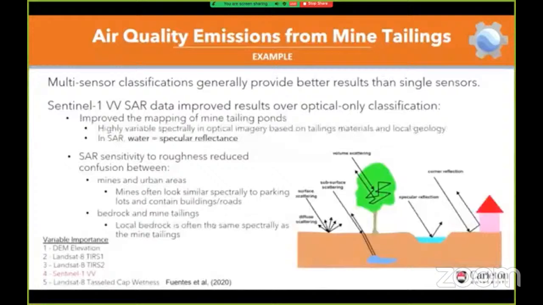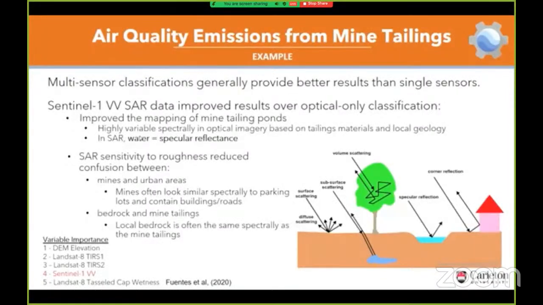So Sabrina specifically asked me to talk about SAR in Google Earth Engine. And SAR actually helped this problem significantly in a couple different ways. So the first is in differentiating tailings ponds in our classification. One of the problems is that with optical imagery, these tailings ponds, the materials are highly variable, the local geology is highly variable, the depth of water is really variable, and they look very different in different cases. And so with optical imagery, you get this really wide spectrum of different types of responses from tailings ponds.